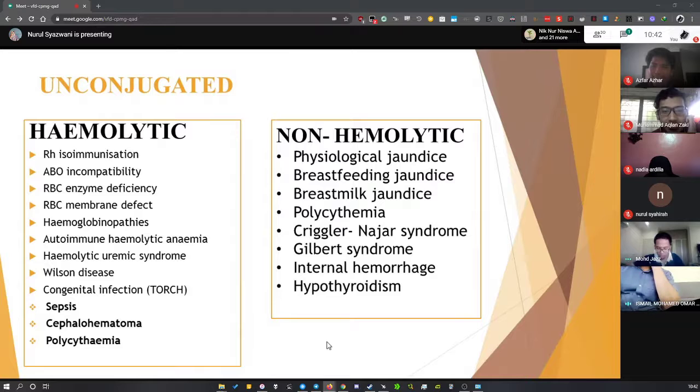So we don't see it in the neonate. Like this one, Wilson disease, you need to remove. Hemolytic uremic syndrome, you need to remove. Autoimmune hemolytic anemia also you need to remove. And hemoglobinopathies, like I said, thalassemia and sickle cell anemia, we don't expect them to present in the neonatal period. Enzyme deficiency, yes. RBC membrane defect, yes. Hematoma, yes. Polycythemia, yes. Okay, go to the others.